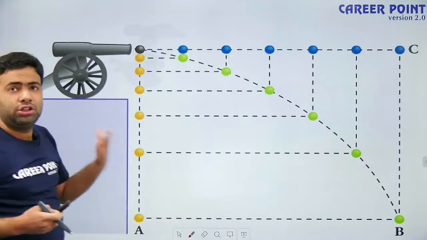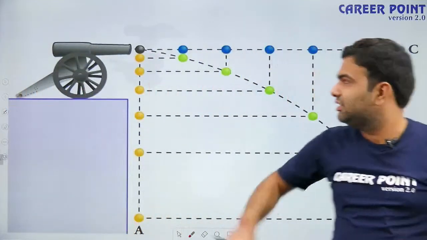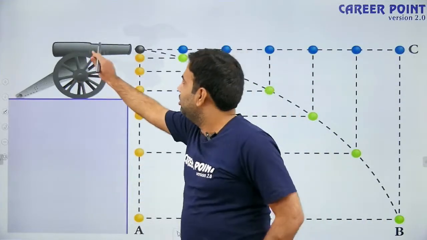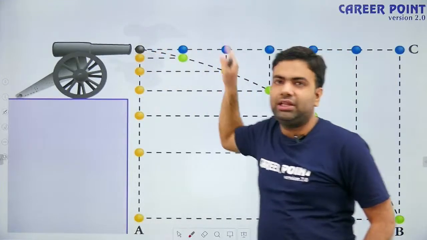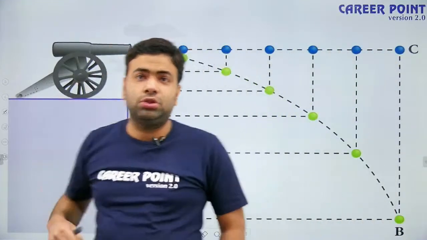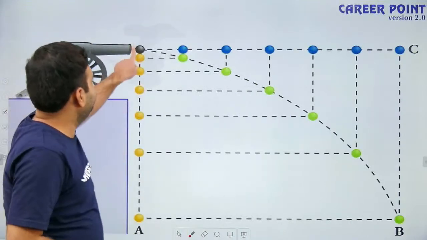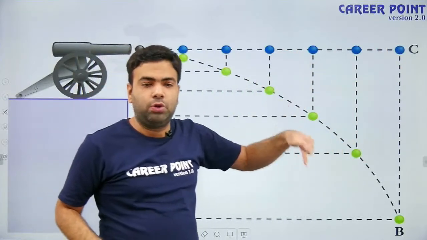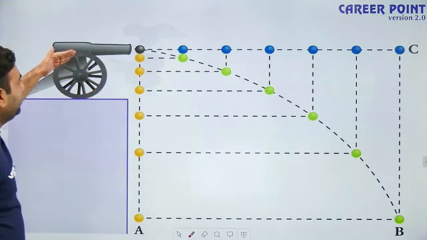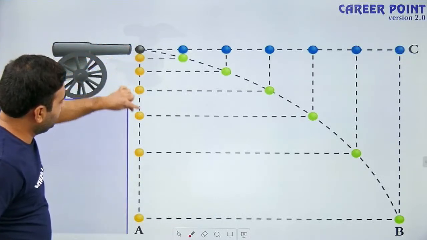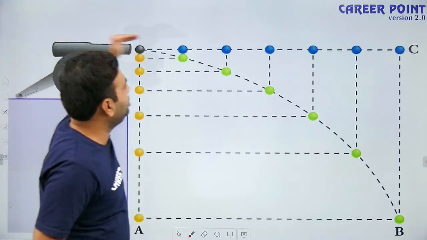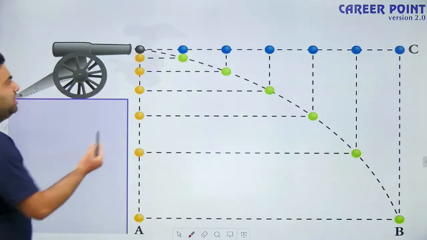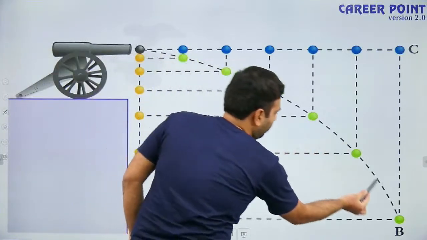Another example of horizontal projection from a height is this cannon. Suppose this cannon is at some height initially, and the cannon throws this shell. Definitely the shell cannot have horizontal motion, because it has acceleration in downward direction. Also, the shell cannot have vertically downward motion, because it has some initial velocity in x direction. So which kind of motion will this shell have? This shell will have the motion shown by this green ball.